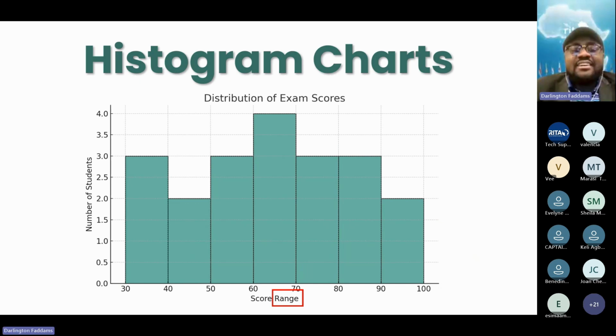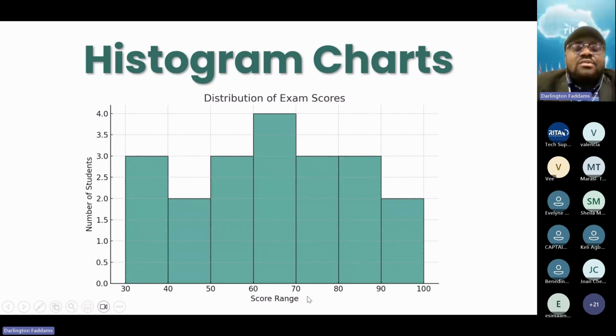Thank you, Lucretia. We look at range. For example, we look at 60 to 70. And this time we are talking about the score. But we don't want just the score, we want the range between score 60 to 70. How many students scored 60 to 70?